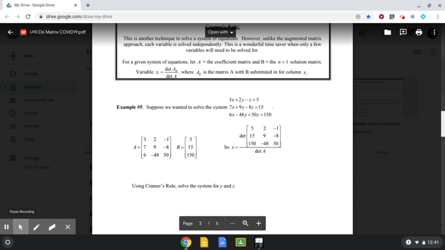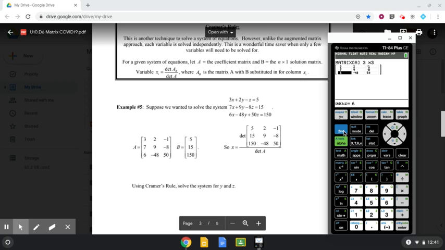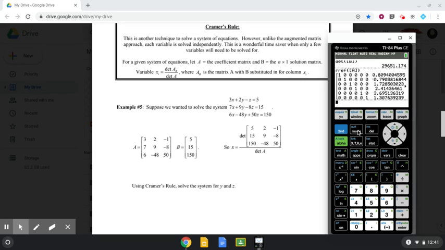So matrix A would be all of the coefficients on the left sides: 3, 2, negative 1, 7, 9, negative 8, and 6, negative 48, 50. So I've already taken it upon myself to enter this first matrix A. Matrix B, if I get out of this, needs to be a different matrix.